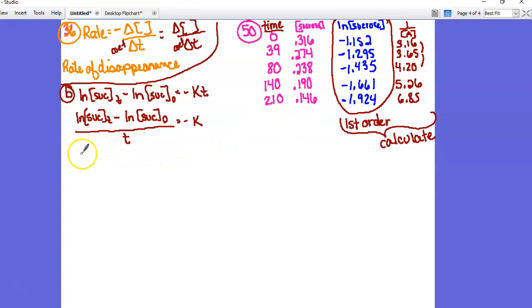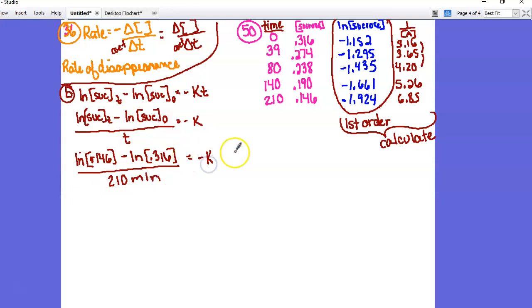It does not matter. So I'm going to do the natural log of sucrose at 210 seconds, I should put this in here for you so you know where I'm getting these, minus the natural log of sucrose initially, which is 0.316, divided by the difference. Since I'm using the concentration at 0 and the concentration at 210, my difference is 210 minutes, and that equals negative K.